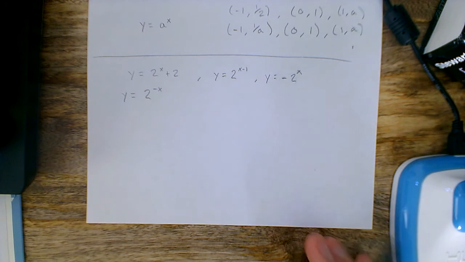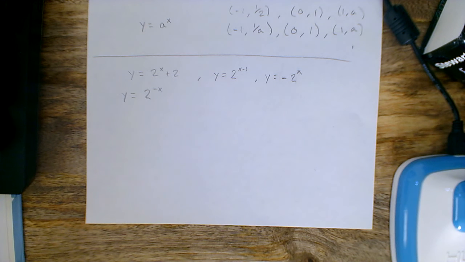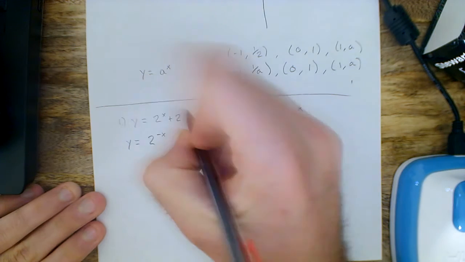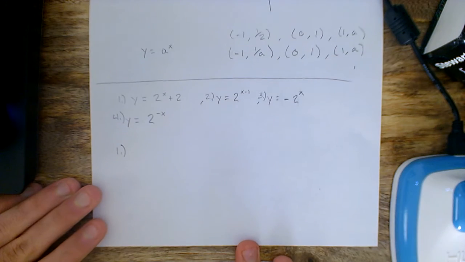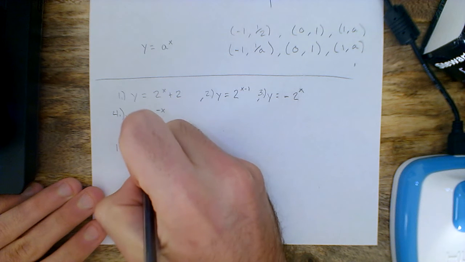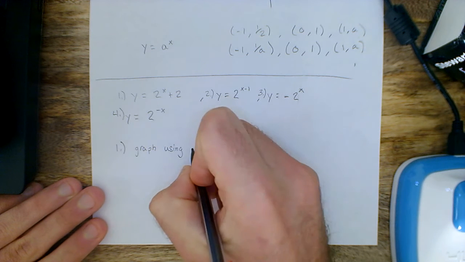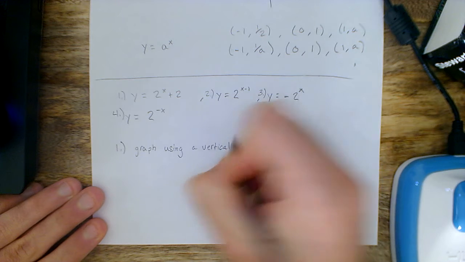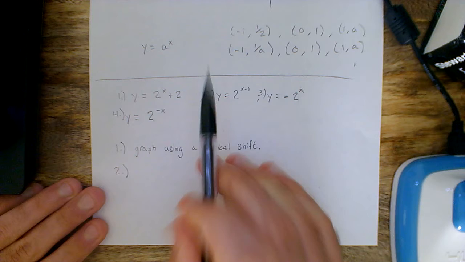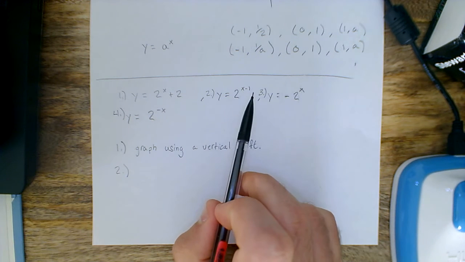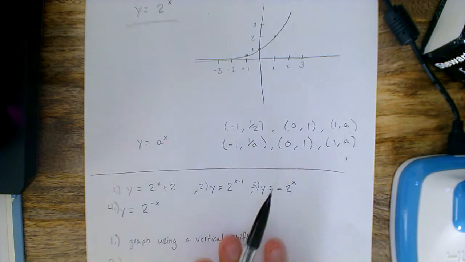Okay, so we talked about vertical shifts, horizontal shifts, reflections, vertical stretching or compressing, and horizontal stretching or compressing. I'll number these real quick: 1, 2, 3. So 1, from Thursday's video, we can graph using a vertical shift. This one is a vertical shift of 2 to the x.